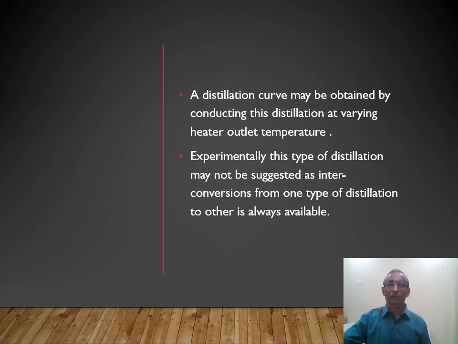A distillation curve may be obtained by conducting this distillation at varying heater outlet temperatures. Experimentally, this type of distillation may not be suggested, as interconversion from one type of distillation to the others is always available.